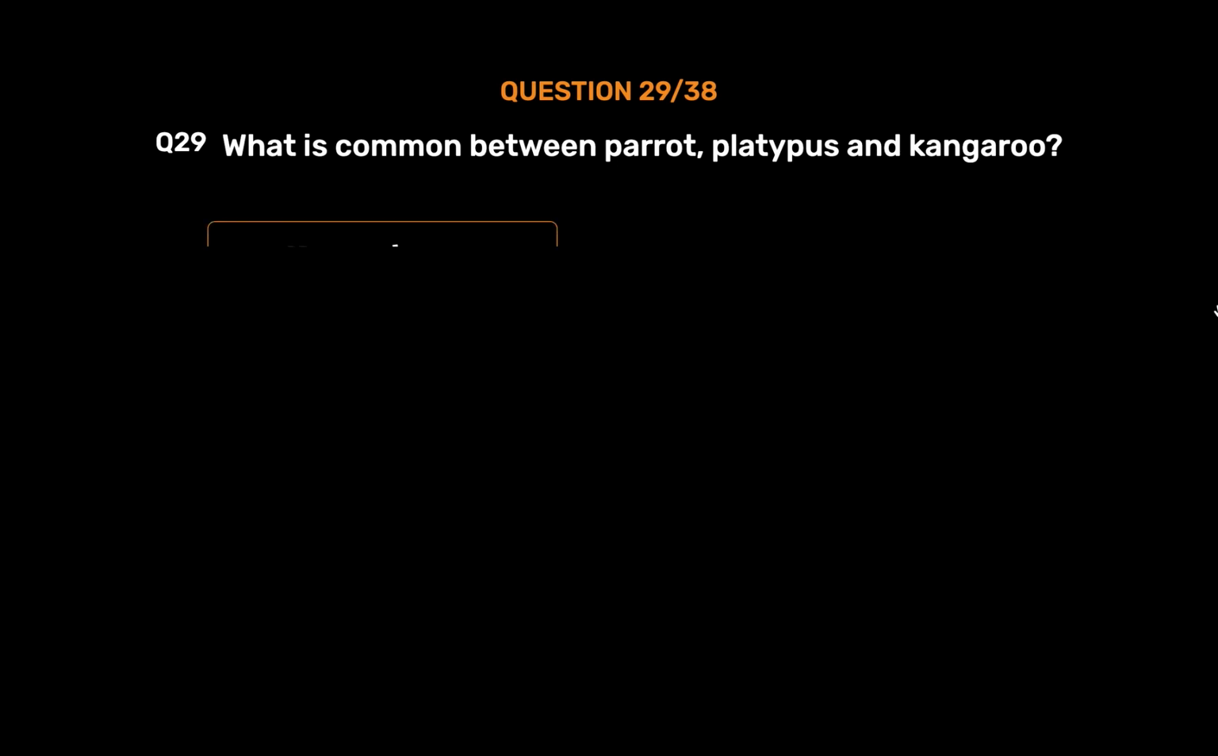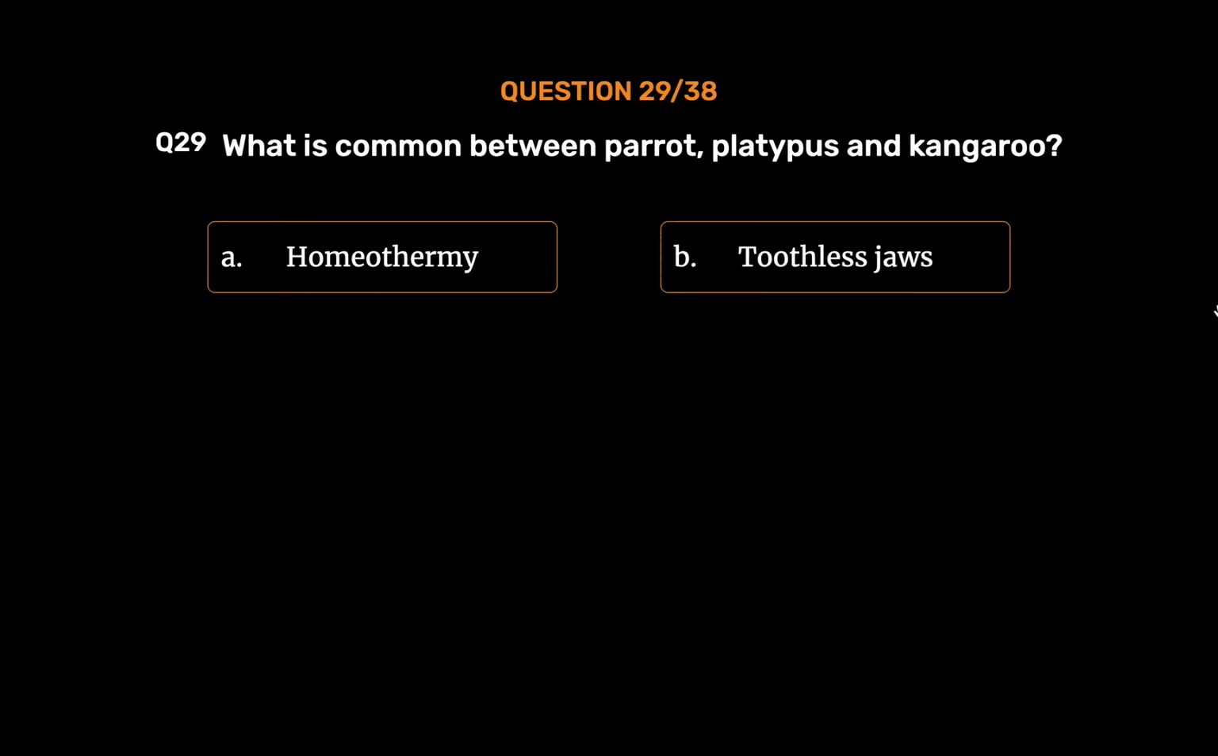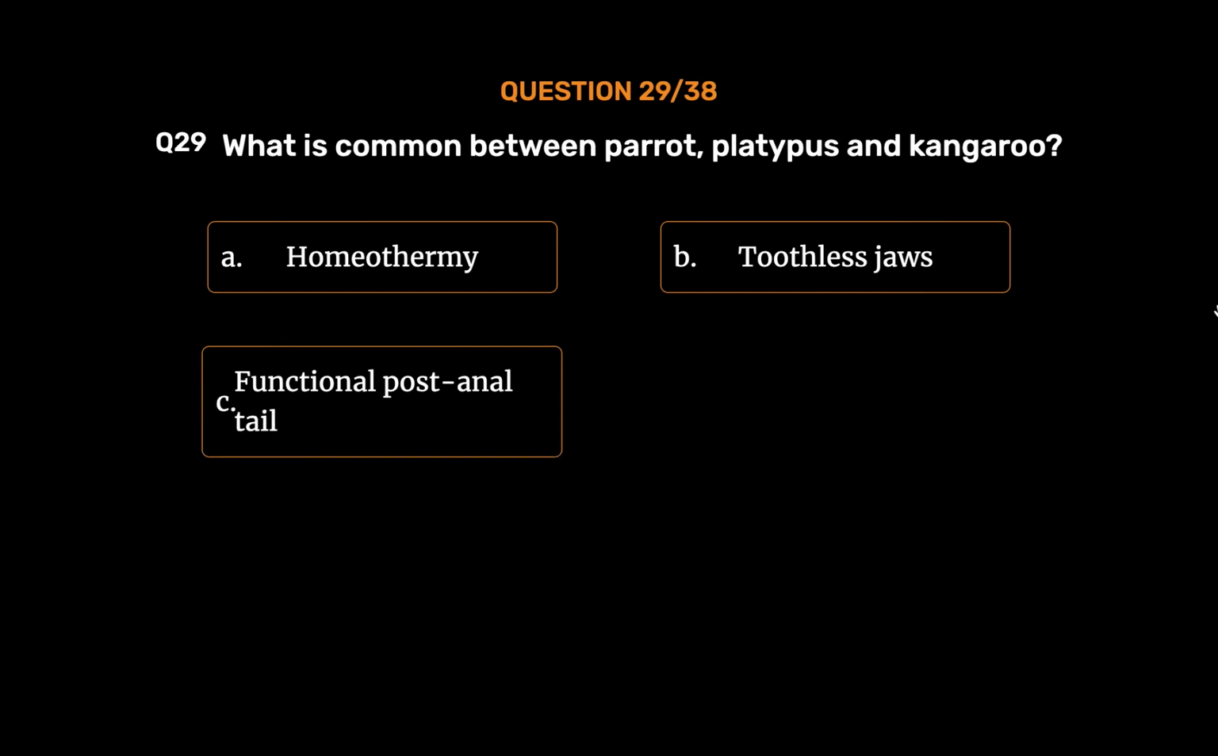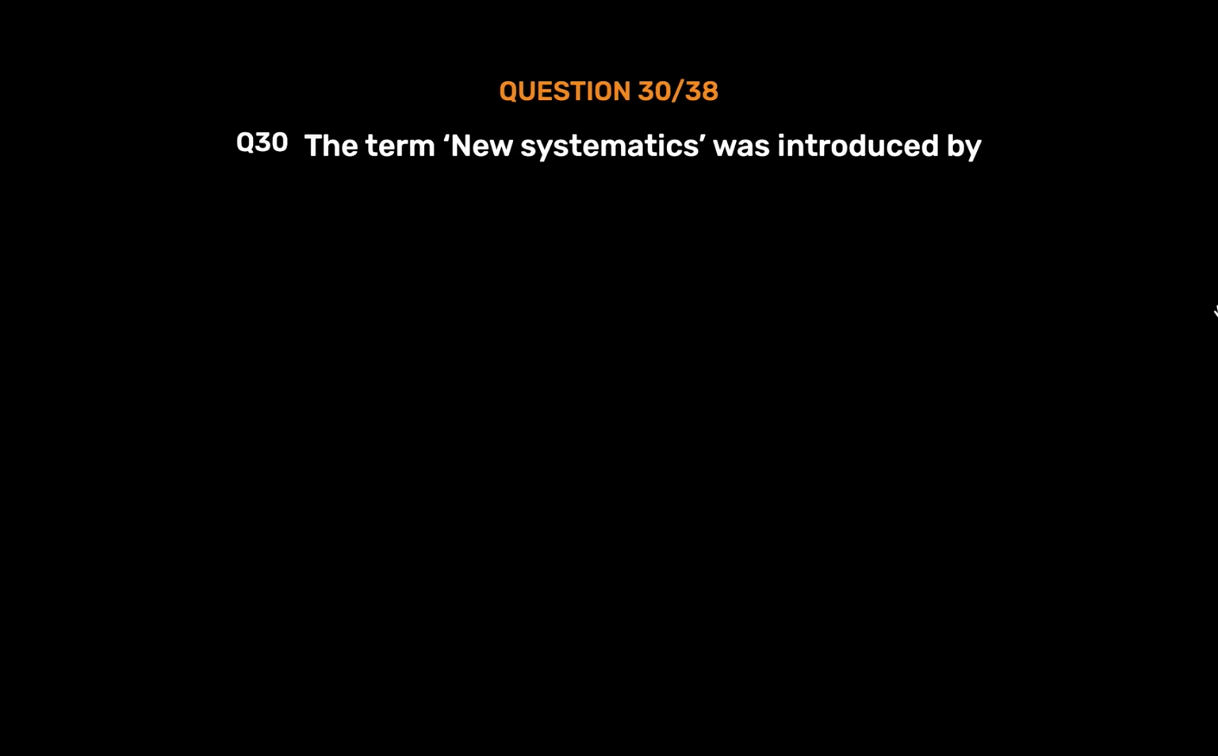Question number 29. What is common between parrot, platypus and kangaroo? Option A. Homeothermy. Option B. Toothless jaws. Option C. Functional post-anal tail. Option D. Ovoparity. The correct answer is Option A. Homeothermy.